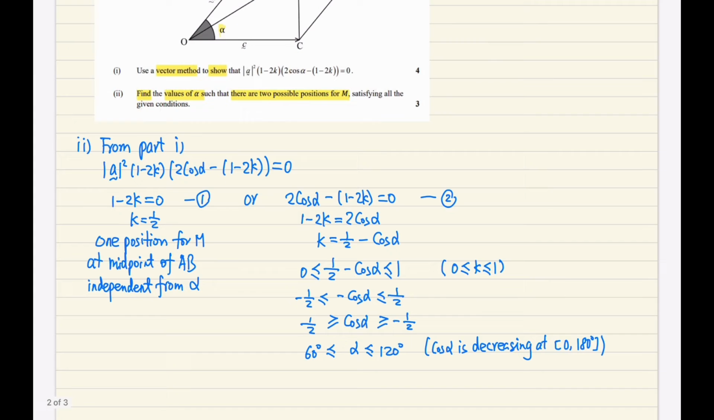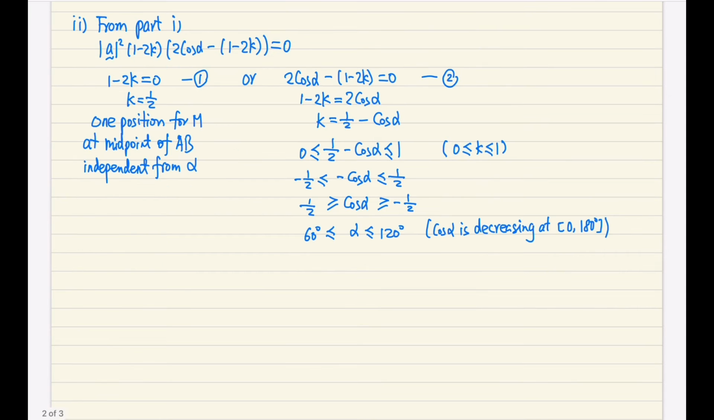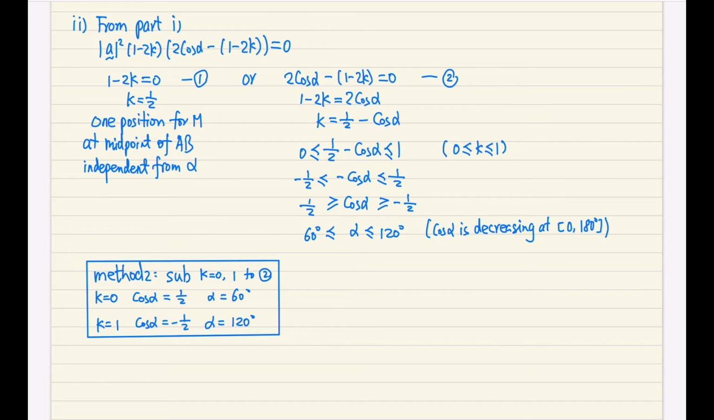Or another method is to substitute k with the boundary values of 0 and 1 into equation 2. When k is 0, alpha is 60 degrees. Substituting k by 1, alpha is 120 degrees. This also gives the range of 60 to 120. This method is less confusing compared to the first one.